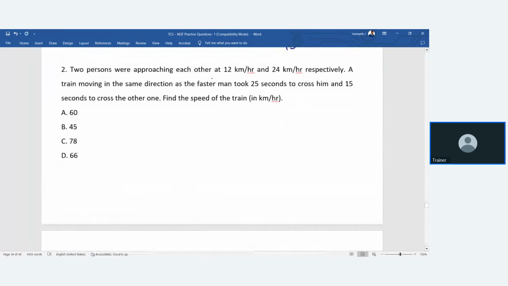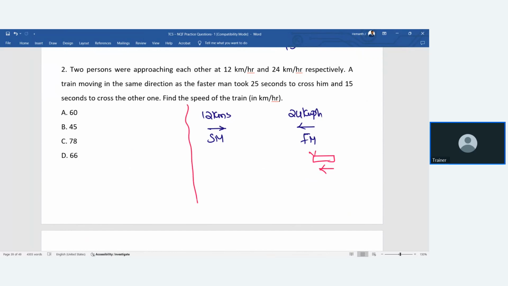See, two persons are approaching each other, one person with 12 kilometer per hour, another person with 24 kilometer per hour. This guy is the faster man, this guy is the slower man because of the speeds. Now, a train moves in the same direction as the faster man and takes 20 seconds to cross him. So now the train is moving in this direction. It is the same direction for the faster man, but the opposite direction for the slower man. That is the beauty in the question.